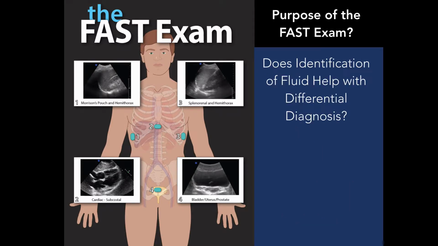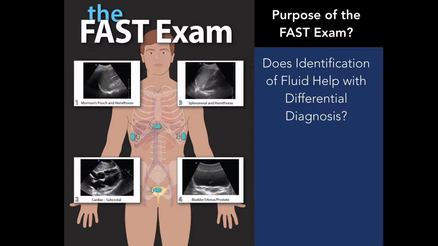So finding the fluid is really important. So does identification of the fluid help you with the differential diagnosis? Yeah, it helps you start narrowing it down. It doesn't mean that there's not injuries in those other places. But if you found a lot of blood in the abdomen and the patient was hypotensive, are you going to operate on the chest or the abdomen? Abdomen. You see how this works?